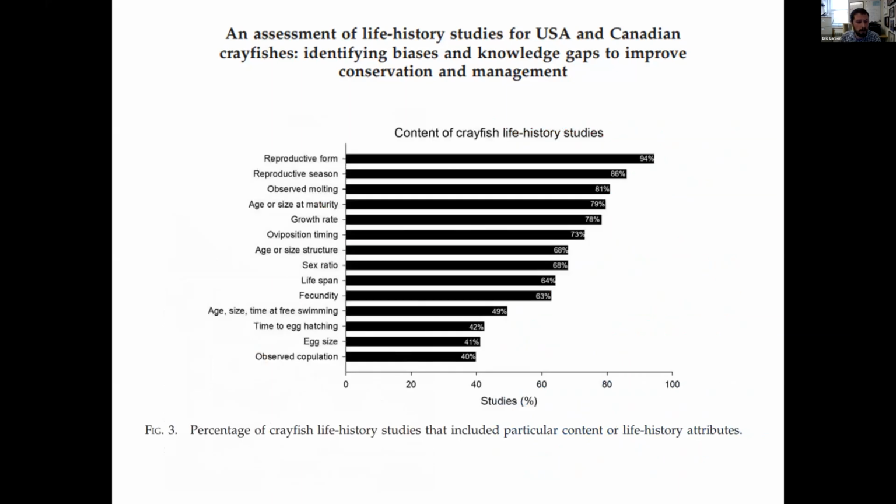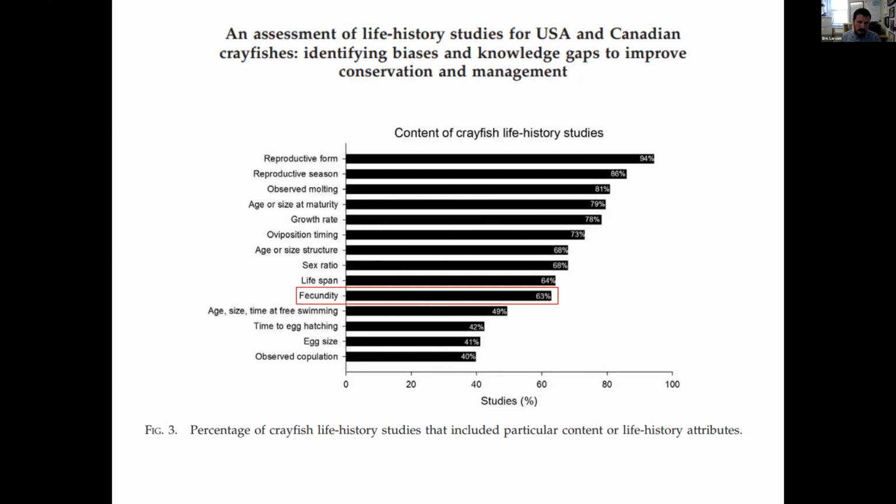We also broke down, within these life history papers we found, what do people record as life history? Some of the most common things are reproductive season and reproductive form. A lot of our crayfish in North America cycle between an inactive and active reproductive form, form 1 and form 2 in males. These studies often report growth rate, and then things that get reported less frequently: egg size is rarely reported, time from egg extrusion to egg hatching isn't reported, and even fecundity, a trait that we find to be really important in risk assessment, was only reported in about 63% of these life history studies.